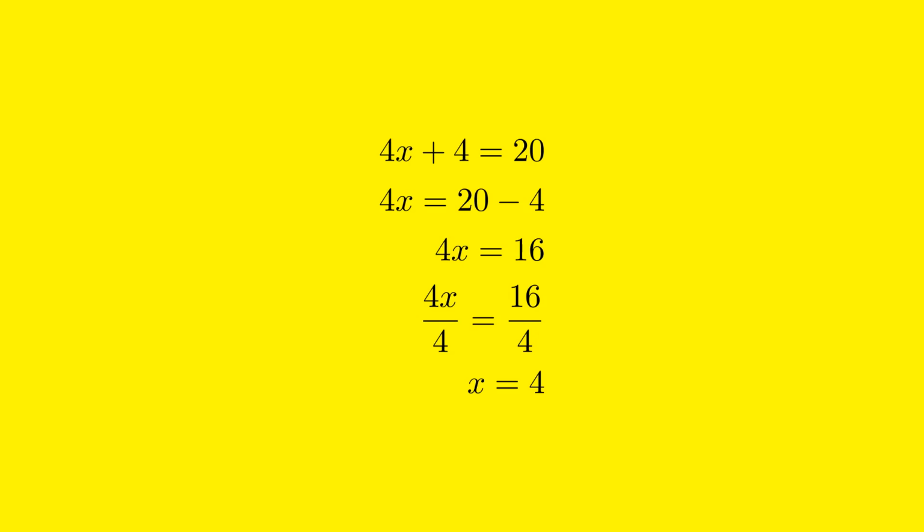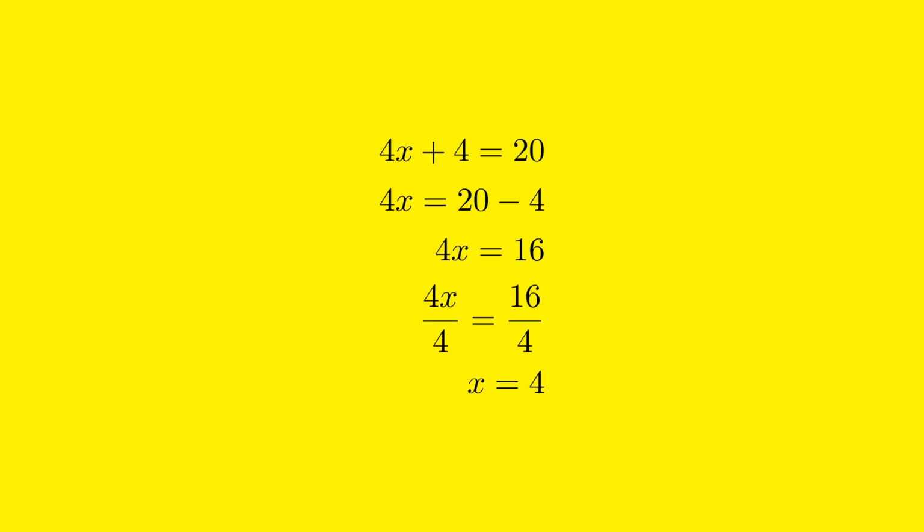Welcome to step 2 of solving the equation 4x plus 4 equals 20. Now that we have our simplified equation 4x equals 16, we need to isolate x completely to find its value. To do this, we will get rid of the coefficient of x. The coefficient is the number directly multiplied by the variable x, in this case, the number 4. To remove this coefficient, we will perform the operation of division. We divide both sides of the equation by 4 to maintain balance.